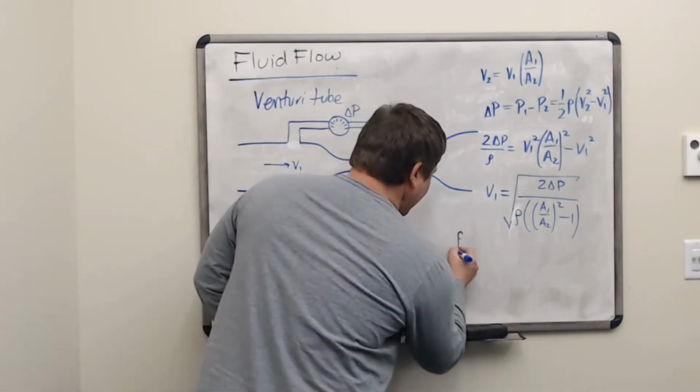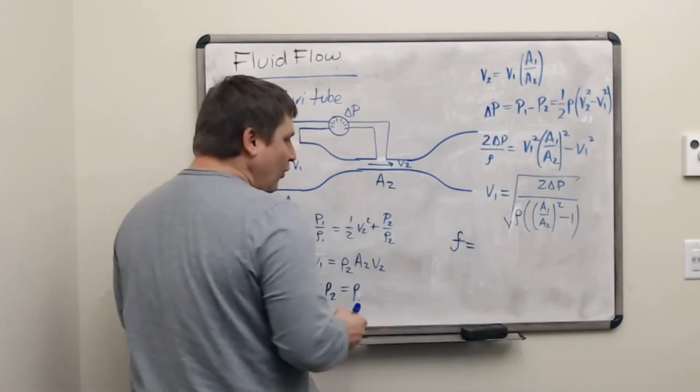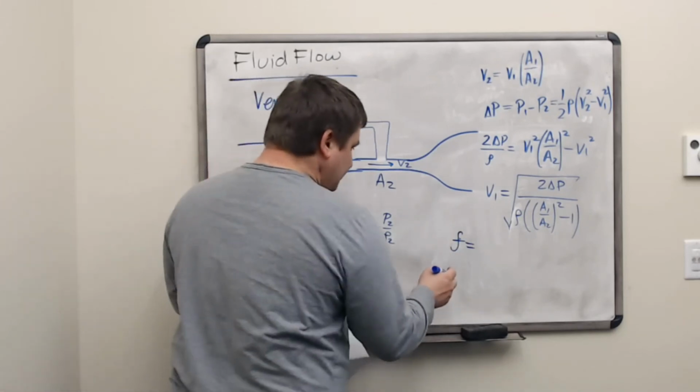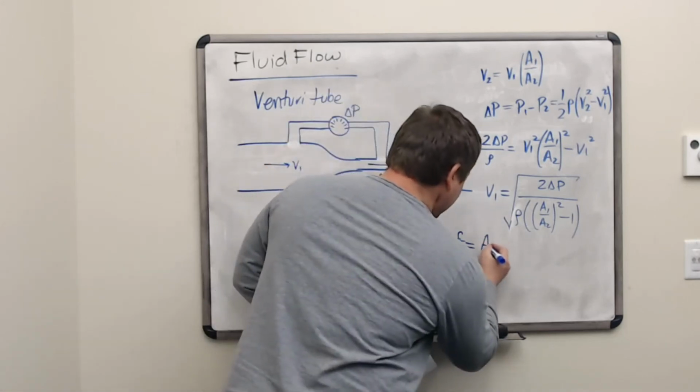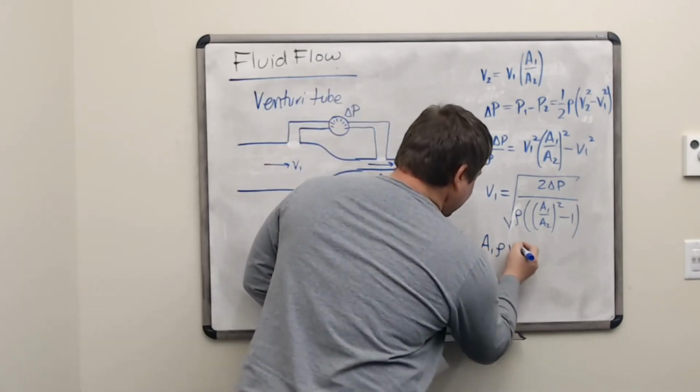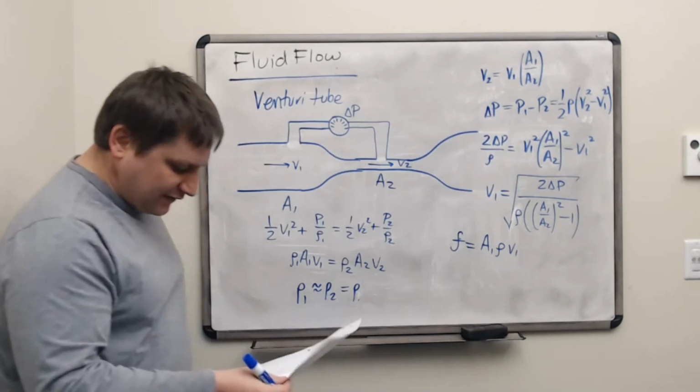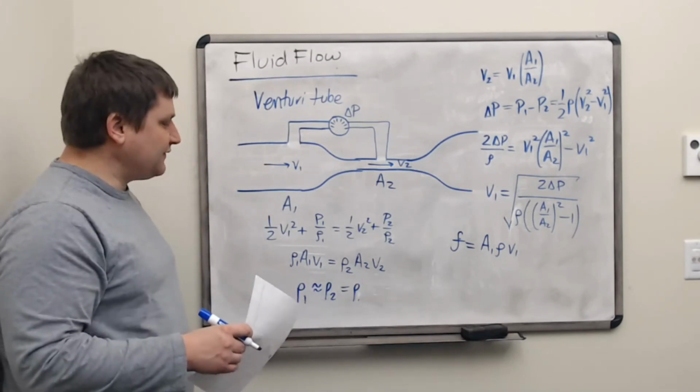So we got that formula for V1 figured out. Then to find out the flow rate, we can just take the area times the density times that velocity. So that can give us the flow rate.